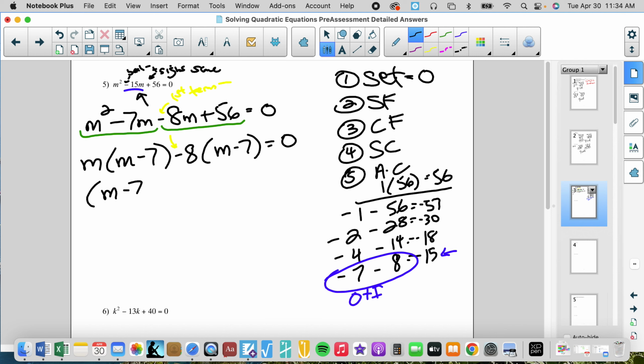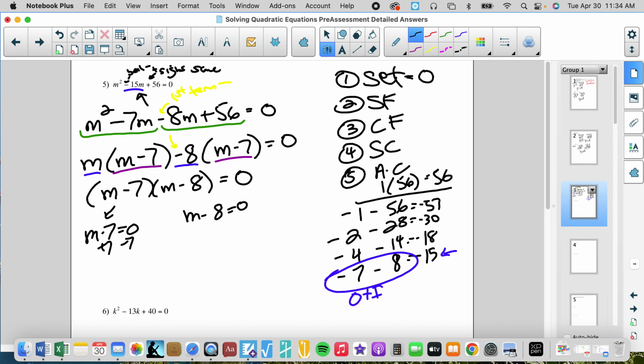We did it correctly because we have m minus 7 in both of these. These must be the same. And if we pull that out, we're left with m minus 8. Notice the m minus 8. That's how we got that. And now we have 2 unknowns equaling 0. So we take that box, m minus 7 equals 0, m minus 8 equals 0.